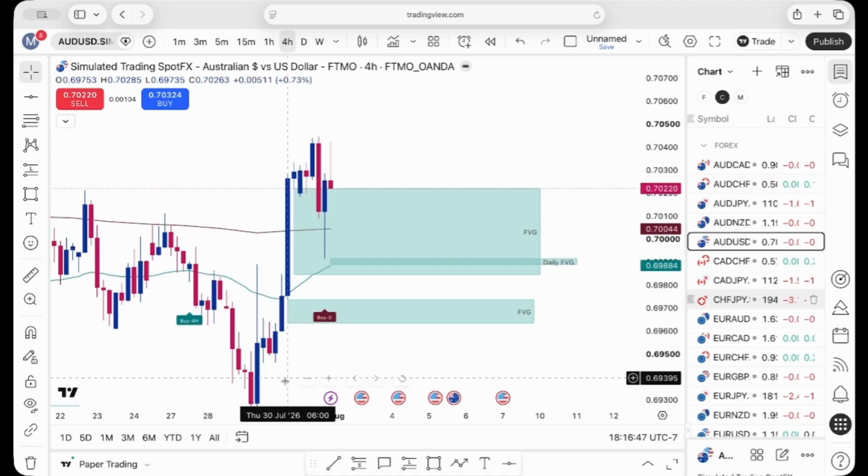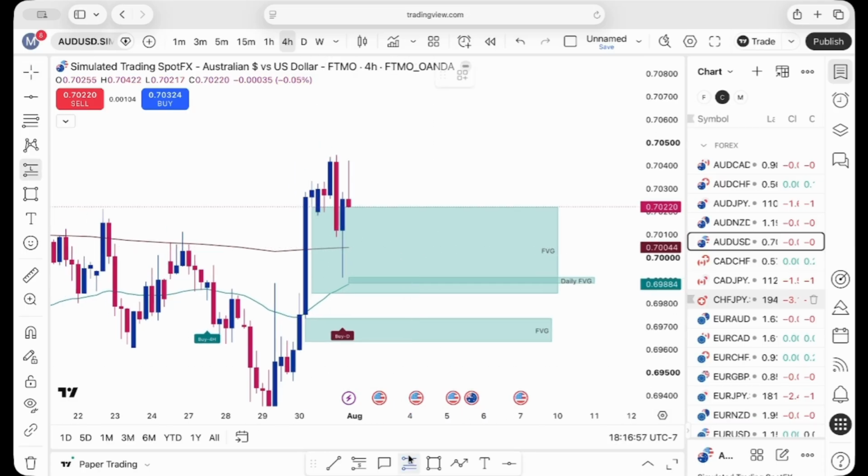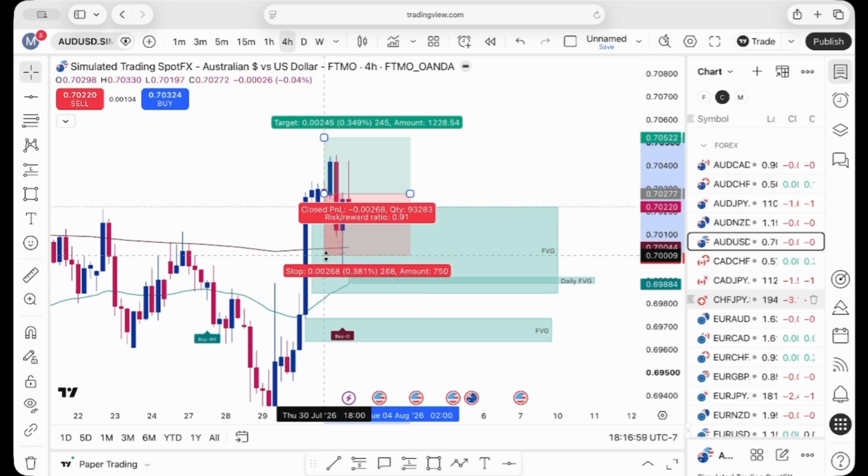So you guys see how we have this massive move up. It left this fair value gap, price came back down. We got this rejection candle off of this daily EMA out of this fair value gap. This is why we are setting this entry.